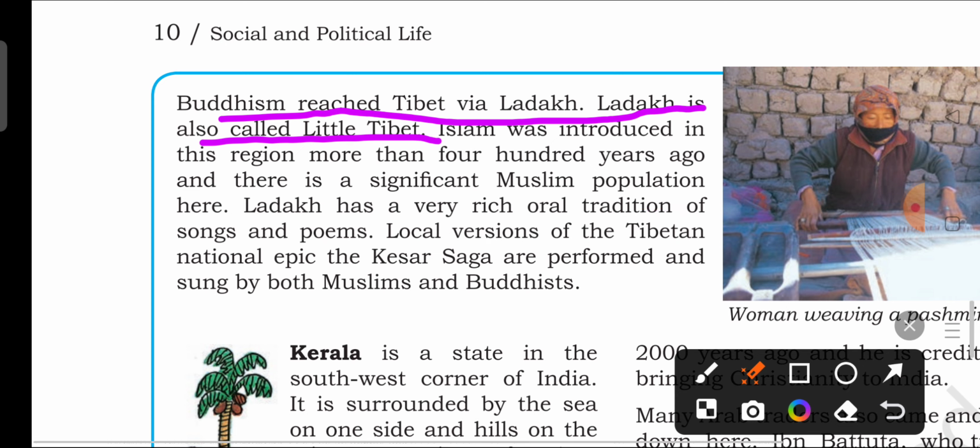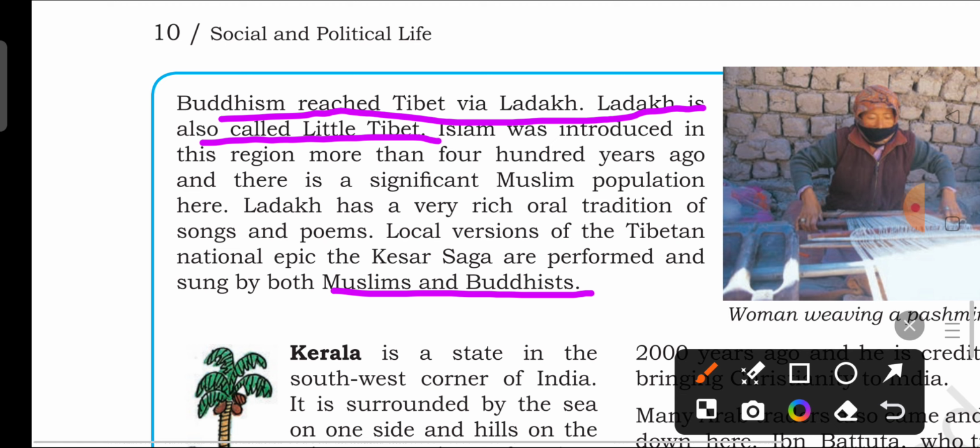Ladakh has a very rich oral tradition of songs and poems. See, oral means which are being sung, and through these they preach their rituals and other cultures to the young generation. Local versions of the Tibetan national epic, the Kesar saga, are performed and sung by both Muslims and Buddhists. So what does this show? It shows the diverse nature, yet they are respecting one another and following their tradition as well. They don't hesitate to sing other cultures' or other religions' songs. So this Kesar saga is a national epic of Tibet, which is sung in Ladakh as well.